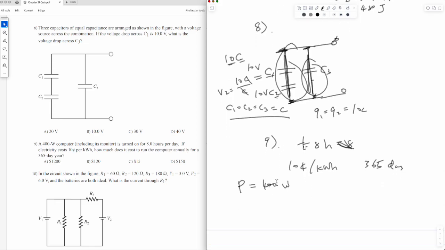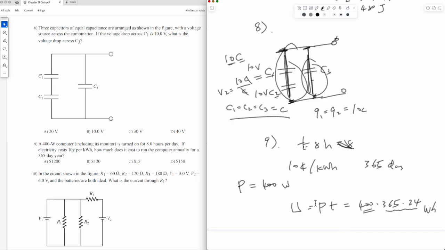So we know, first you calculate energy, right? Energy here is power times time. Power is 400, time here is 365 days, a day 24 hours. This is total energy, so in the unit of watt, 365 days and 24 hours. So this is a watt hour.